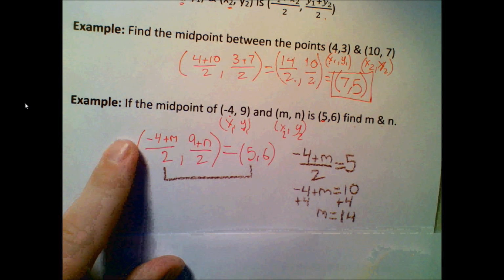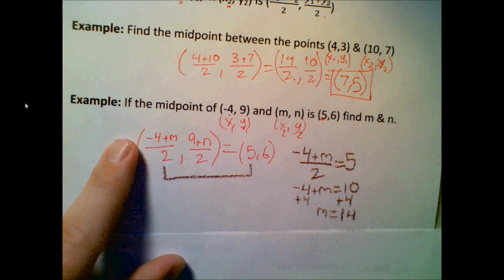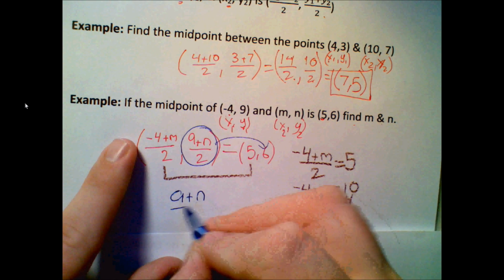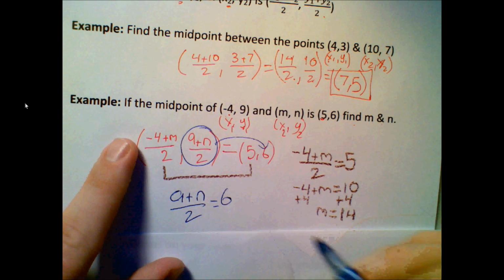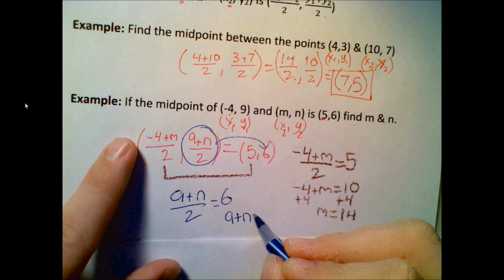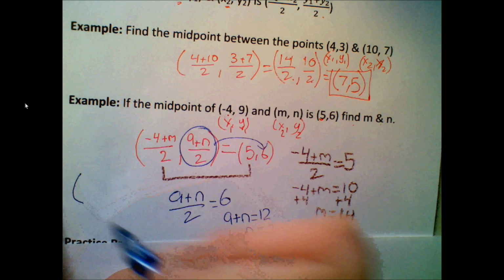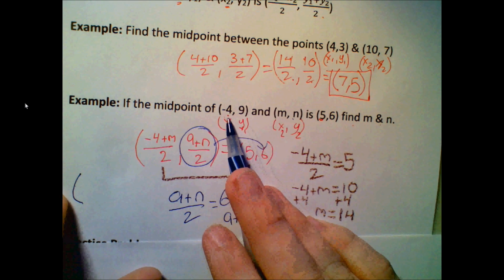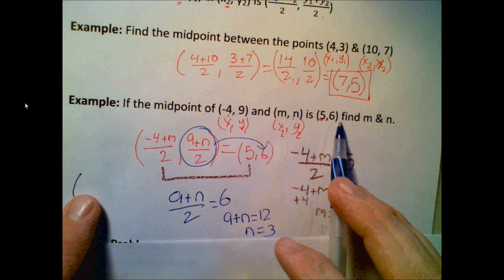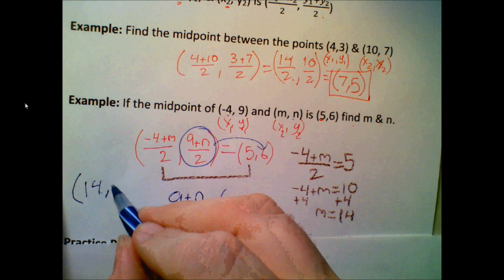Now to figure out what n is, we use the same process. We look at the second one and the second one. So 9 plus n divided by 2 equals 6. Cross multiply, you get 9 plus n equals 12, and n equals 3. So the second point, with (-4, 9) and a midpoint of (5, 6), the value of m would have to be 14, and the value of n has to be 3.